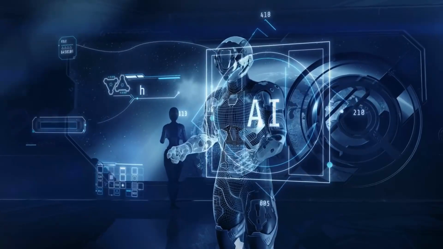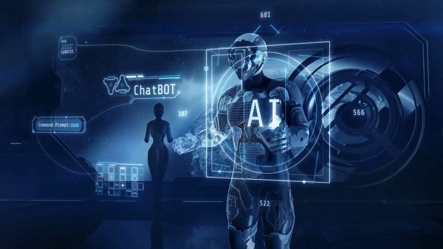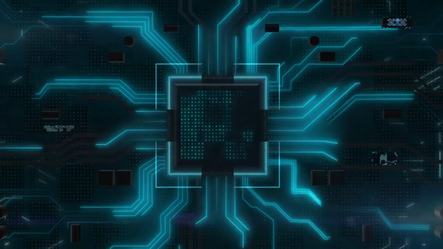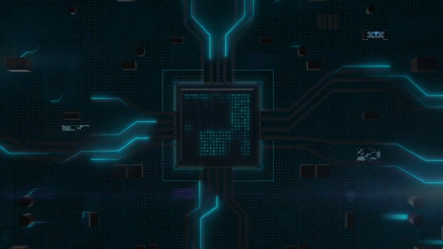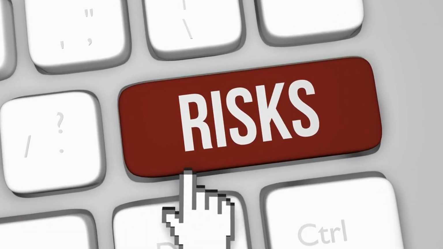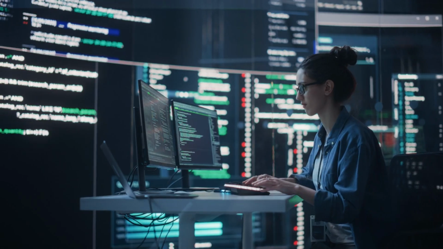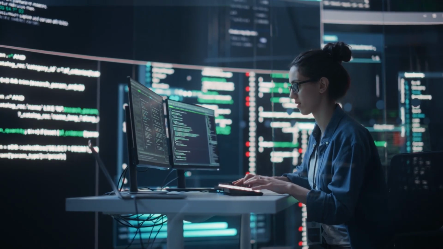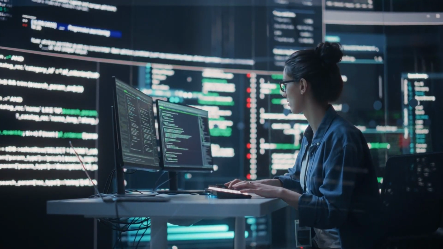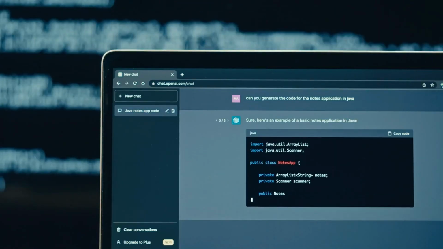Artificial intelligence is a powerful force shaping our present and future. Understanding its intricacies, applications, and potential risks is crucial as we navigate this evolving technological landscape. With great power comes great responsibility, and by staying informed, we can contribute to a world where AI serves as a force for good.